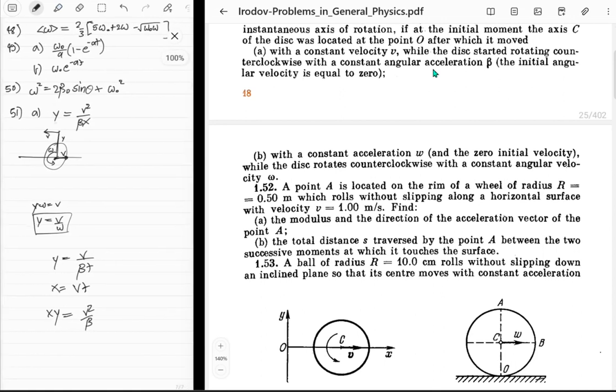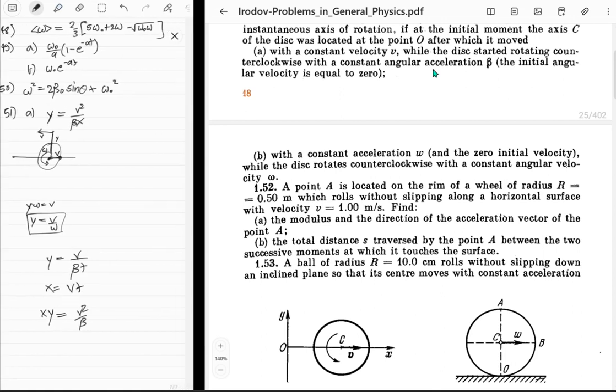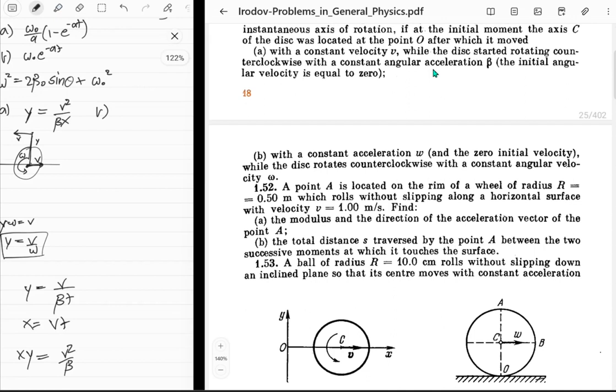Okay, it's supposed to be y. Fine, let's go to b now. So b is where is it? With constant acceleration w and 0 initial velocity, while the disk rotates counterclockwise with a constant angular velocity omega. Oh, okay, so it's constant acceleration w, sorry. Fine, so it's still doable.